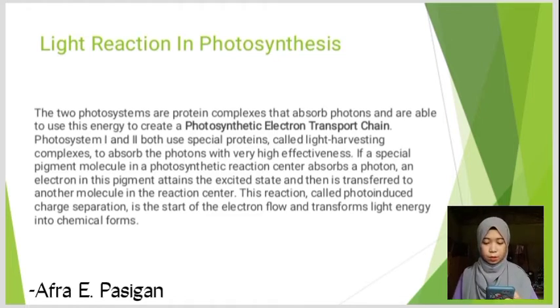If a special electron in this pigment attains the excited state and then is transferred to another molecule in the reaction center.